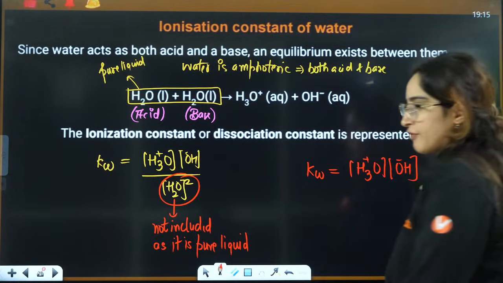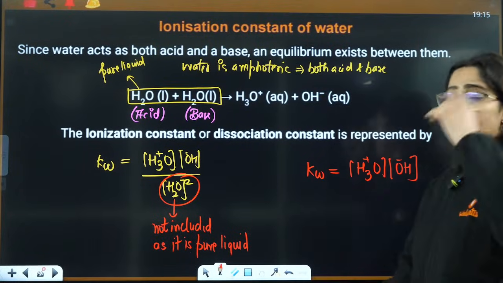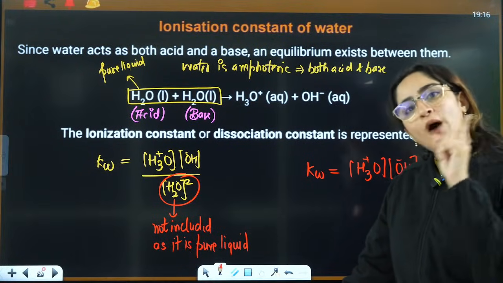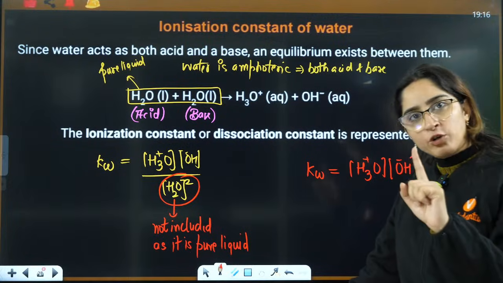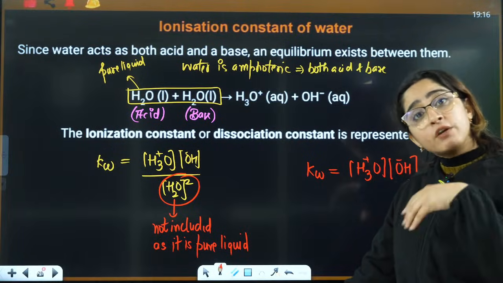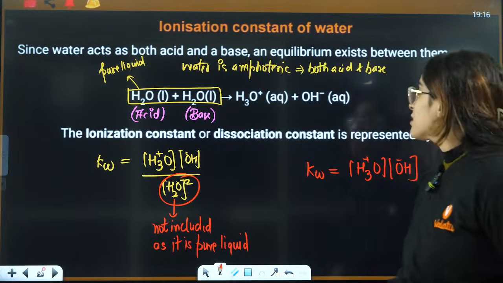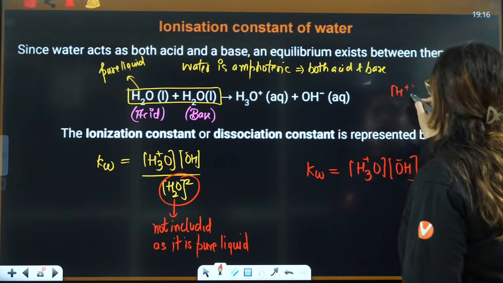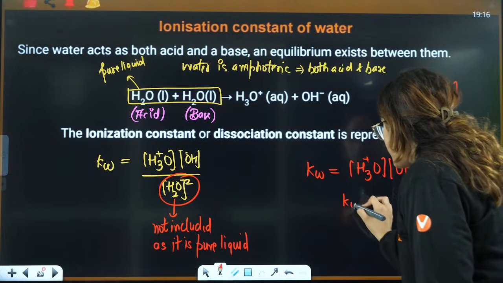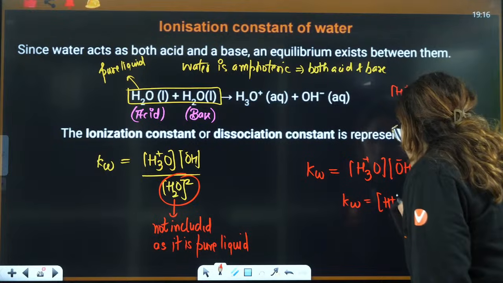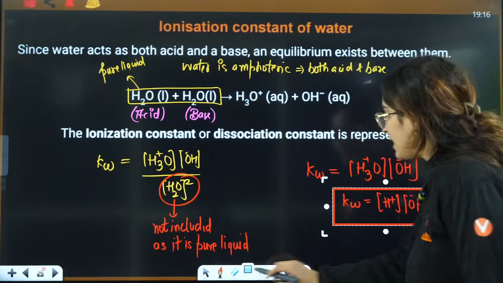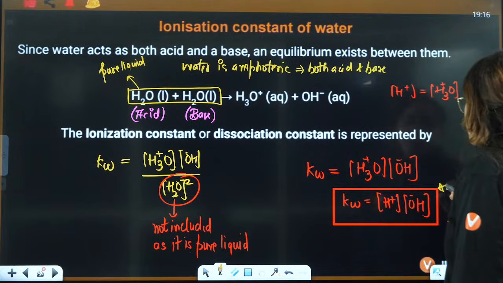by OH negative, right? And if you remember, I told you, if there is one H positive, it will get attached to one water and form one hydronium ion. If you have 100 H positive, it will get attached to 100 water molecules and form 100 hydronium ions. That means the concentration of H positive and hydronium is always going to remain the same. So you can write this over here, Kw equals H positive and OH negative, right? That is a very, very important formula, Kw.